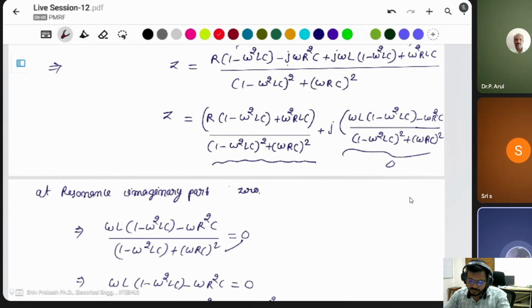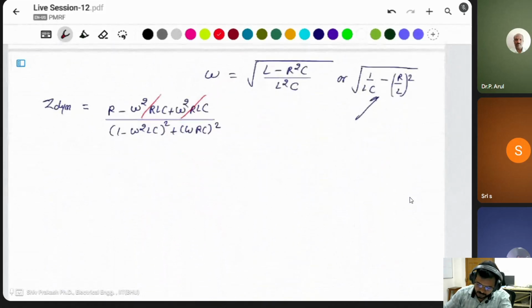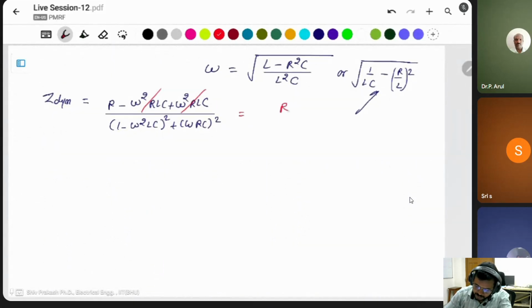Sir, no, sir, R into... Oh, after multiplying, it will be the same. Okay, sir, yeah, yeah. After multiplying, it will be the same. Then this will be R divided by 1 minus omega square LC whole square plus omega RC square. We have to put the value of omega in this case. This will also be omega square.